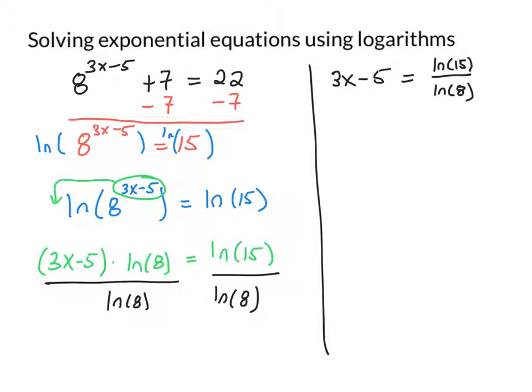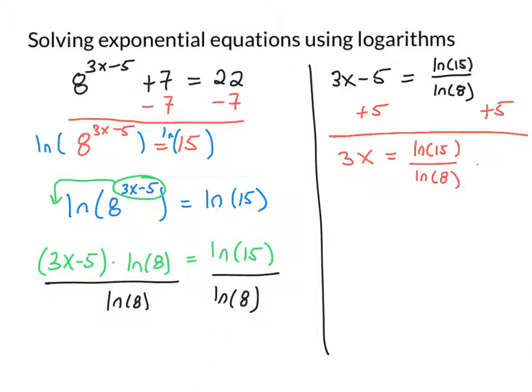Okay, so if we keep going, I still have in my mind, my goal is to get that x by itself. So the next thing I need to do is get this 5 over to the other side. So I get 3x is equal to the natural log of 15 divided by the natural log of 8 plus 5. All right, so one final step. I just need to divide both sides of this thing by 3, or if you wanted to, you could multiply by 1/3.